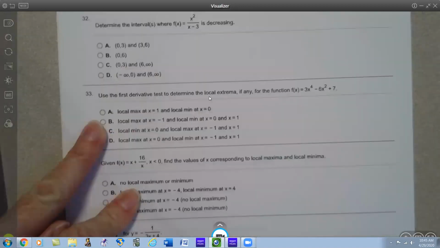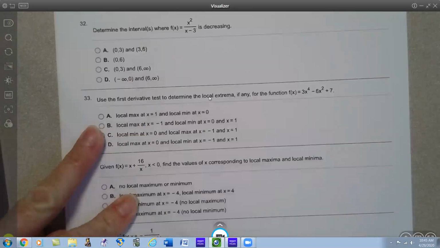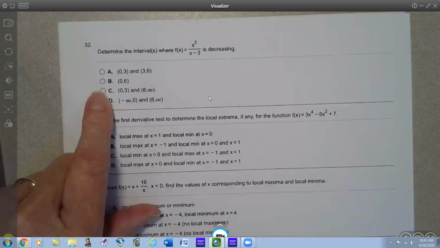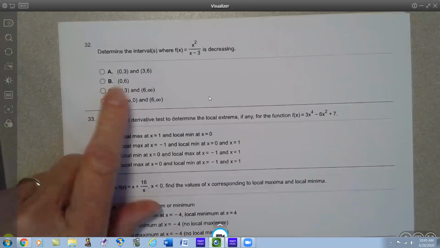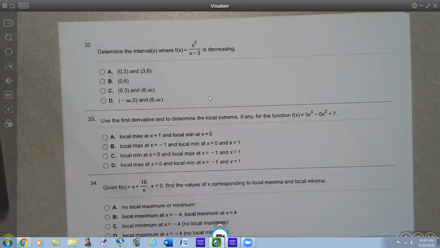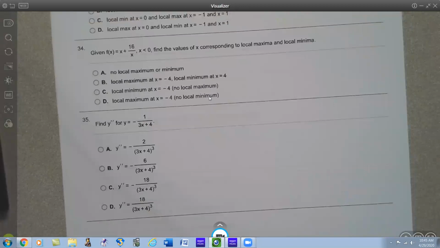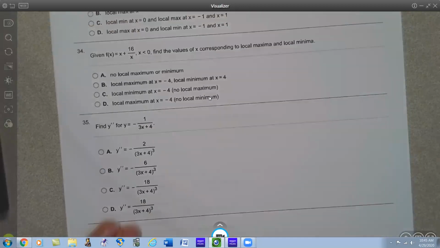In this one, they want us to determine intervals where that particular function is decreasing. So I would be looking on my sign chart for any negatives. Do you remember this, guys? Yes. 35 is getting the second derivative. Remember, to get the second derivative, you've got to first get the first derivative and then do it another time. I'm asking for the second derivative there.